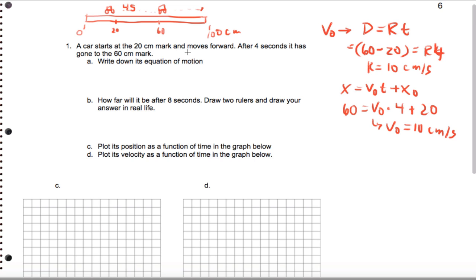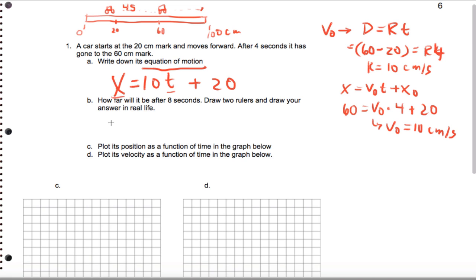Either way works. So when I say write down its equation of motion, I want to be able to predict where it will be at all times. So that means here my equation is x is 10 times t plus 20. Okay. I expect you to be able to see why there's an x and a t there and not more numbers, or why there isn't a number answer to this. We talked about this in the first video. If you're still not clear on this, we need to make some time to talk.